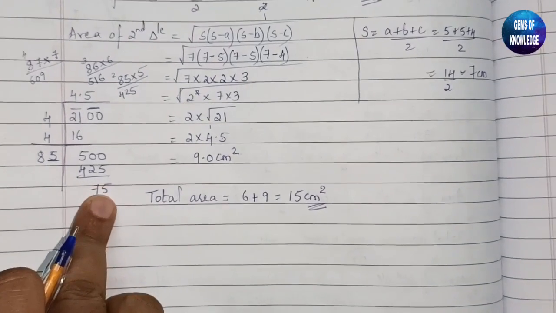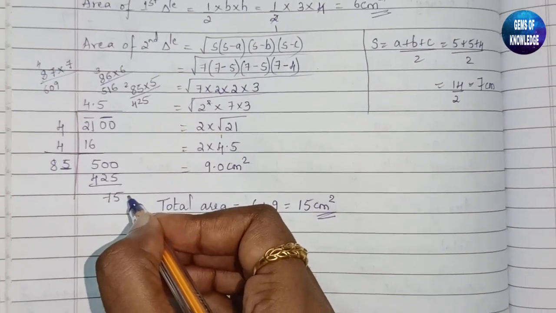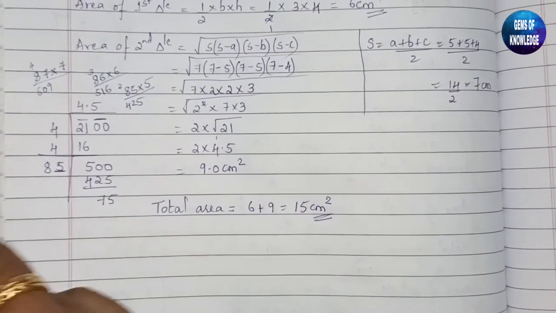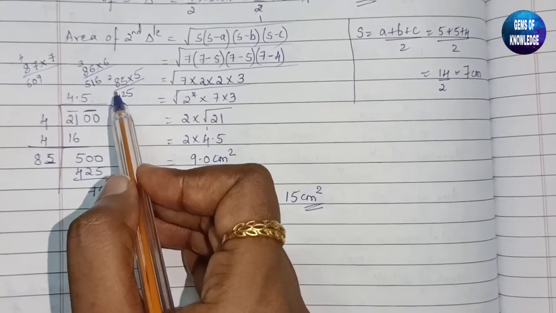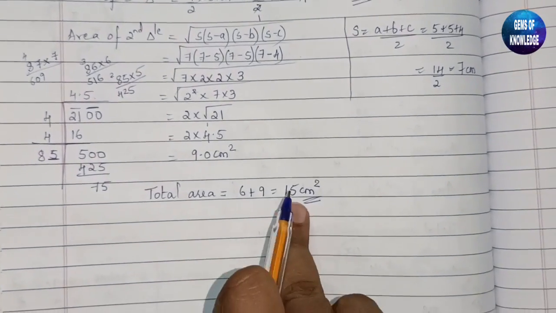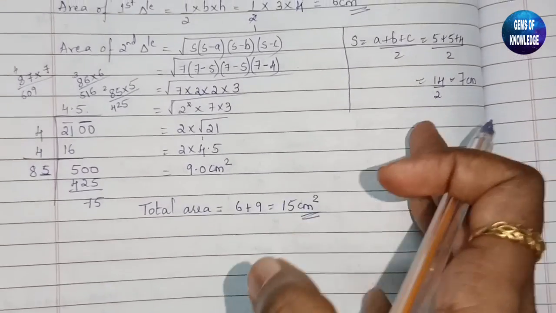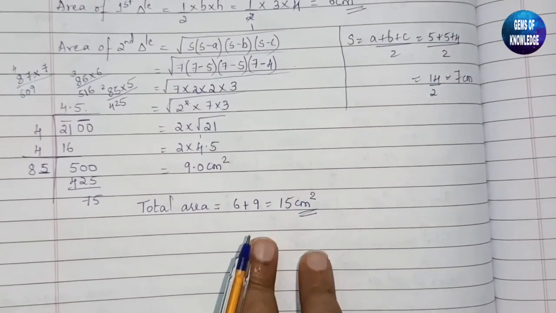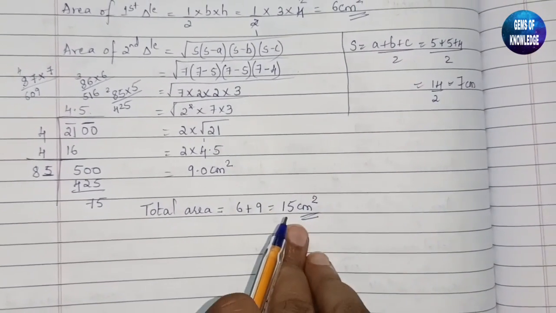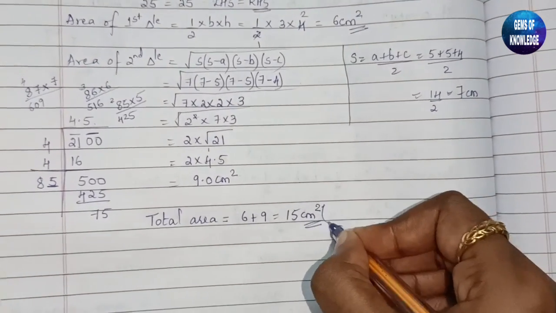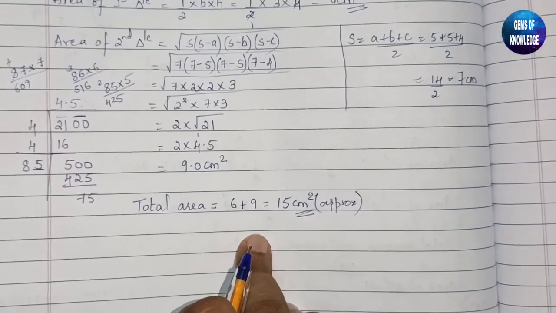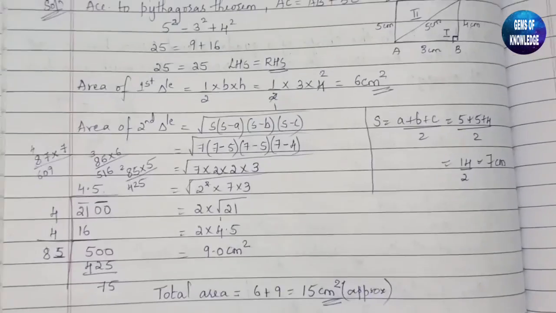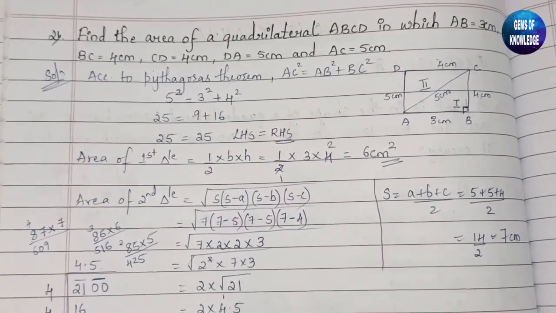Now if you continue this by putting 2 more zeros here, you will get many more numbers after the point, and if you add that, you are going to get 15 point something else. If you need it, you can continue, or you can keep it like this only, and in the bracket you can write approximately 15 centimeter square. I hope this is clear to you.